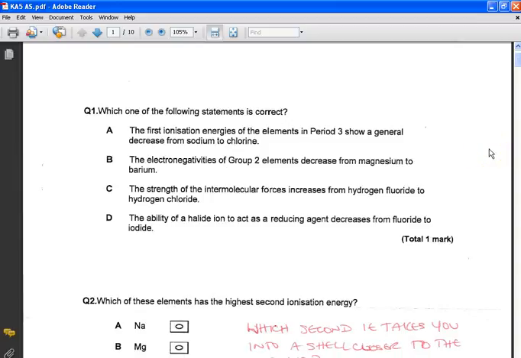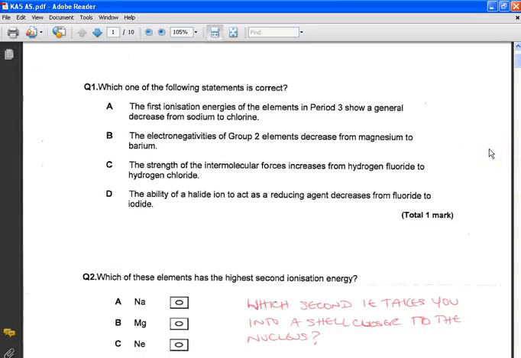Okay, so this first question, it's quite wordy actually for a multiple choice question. So scan it, and if you can't see an immediate answer, I would move on. It's one mark. You can come back to it later when you've got time. But if you read each statement carefully, you will see that B is the correct answer because ionisation energies increase across a period.